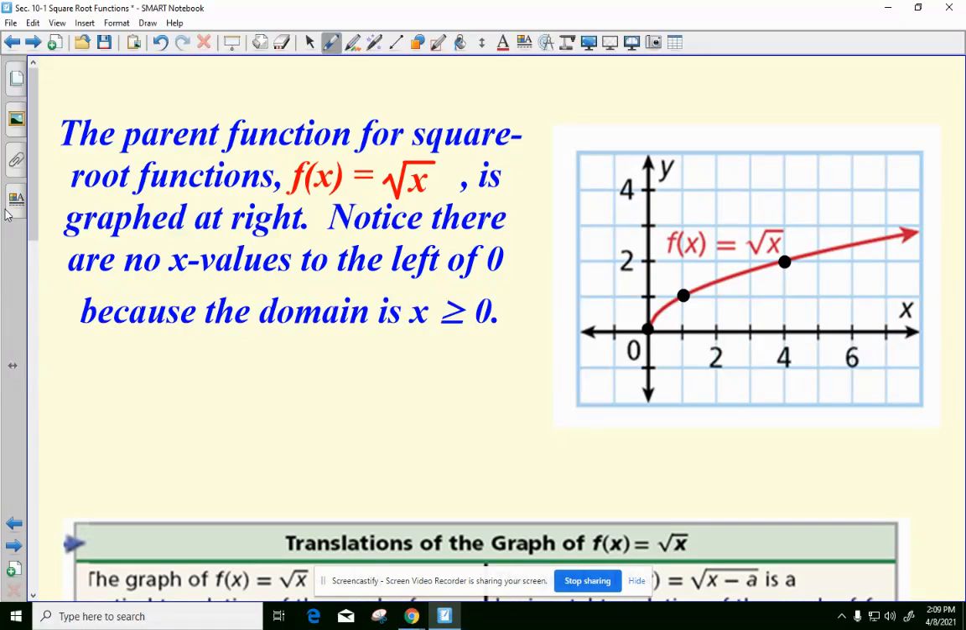Now, a parent function is kind of like the beginning, the original. So for a square root, it's one that comes right out of the origin, and it has a whole bunch of perfect squares in it. Like look at this ordered pair, 1 and 1. The next ordered pair is 4 and 2. The next one after that would be 9 and 3. The next one would be 16 and 4. 25 and 5, okay? So that's the parent function. That's kind of like the original.